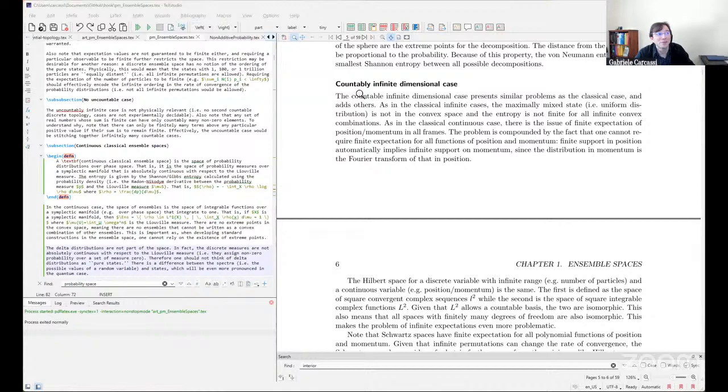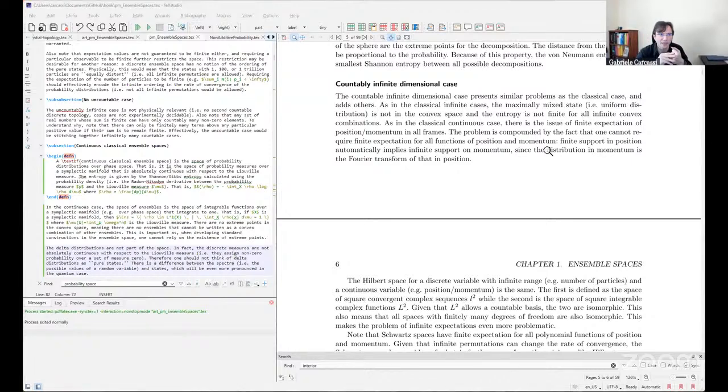And now the problem is when you have the countably infinite dimensional case. The countably infinite dimensional case presents similar problems as the classical case and adds others. As in the classical infinite case, the maximally mixed state, that is a uniform distribution, is not in the convex space, and the entropy is not finite for all infinite convex combinations. And in the classical continuous case, there is the issue of finite expectation of position and momentum in all frames. The problem is compounded by the fact that one cannot require finite expectation for all functions of position and momentum. So in classical mechanics, we said, if I have position and momentum and I require all the functions of position and momentum to have finite expectation, you get distributions that have finite support in position and momentum. Good.